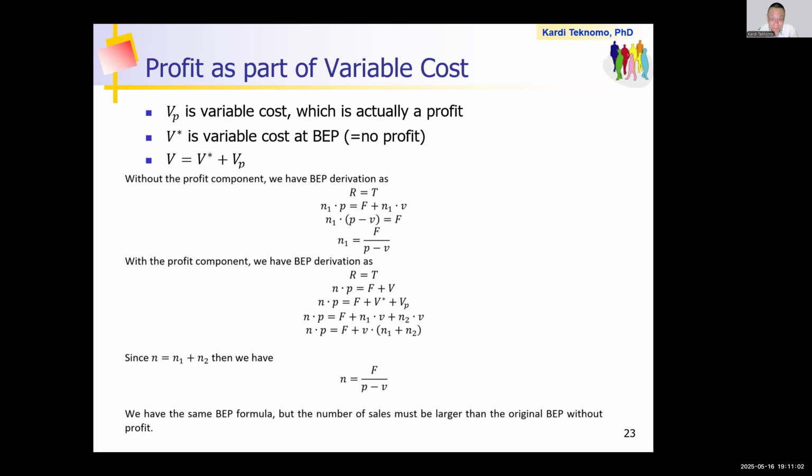The point of explaining this formula: even though the original PEP means no profit, if you insist on including the profit, you can either put it as fixed cost or as variable cost. That's the meaning of this formula.